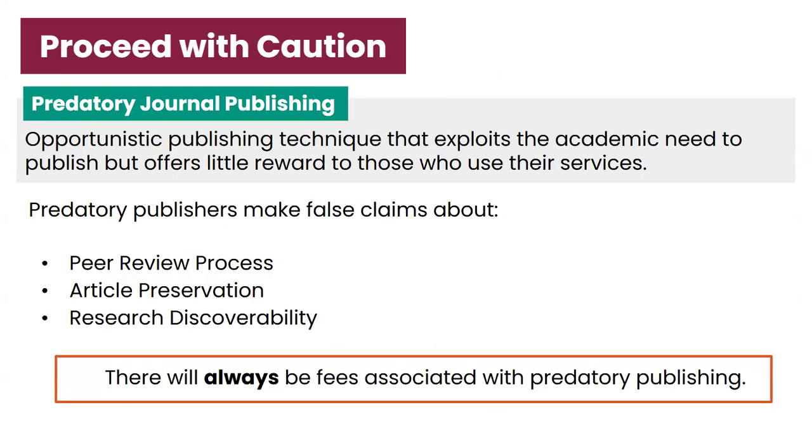Okay. Our next slide is just titled Proceed with Caution. Predatory journal publishing is an opportunistic publishing technique that exploits the academic need to publish, but offers little reward to those who use their services. So this you should be careful with especially when publishing open access, but really all the time.